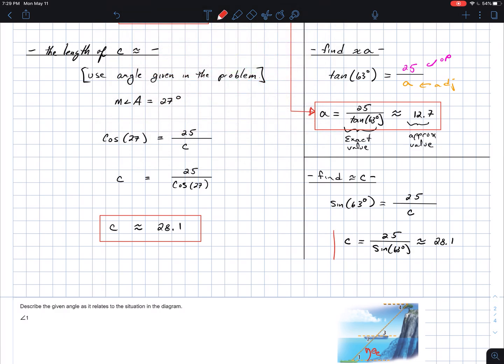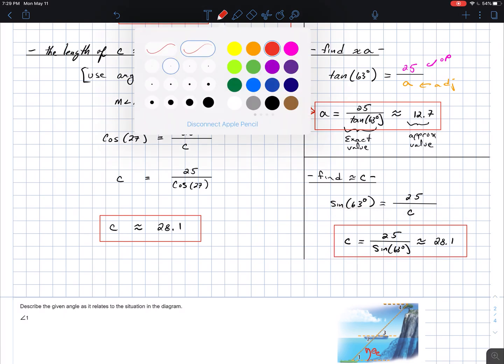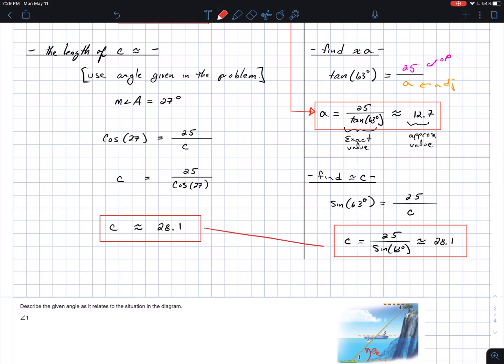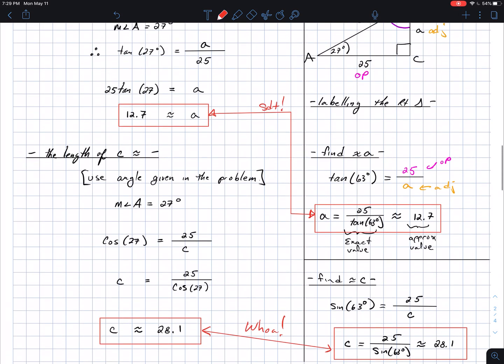Is that the same thing that we got on the other side? Isn't that exactly what we have here? Whoa! So there are lots of ways to solve problems, remember. It's entirely up to you how to approach it.